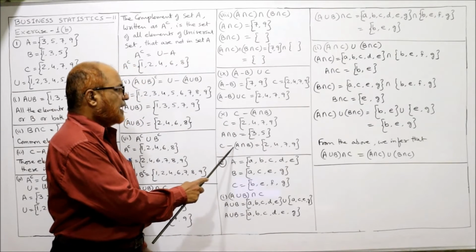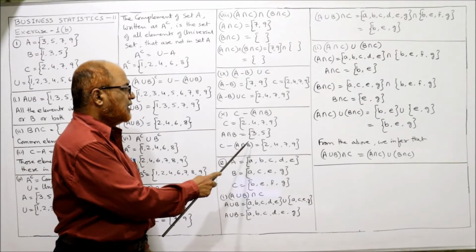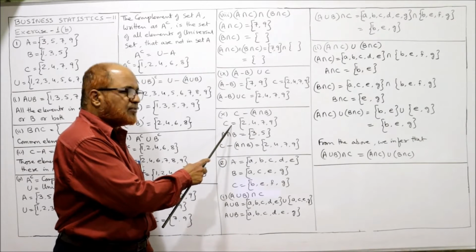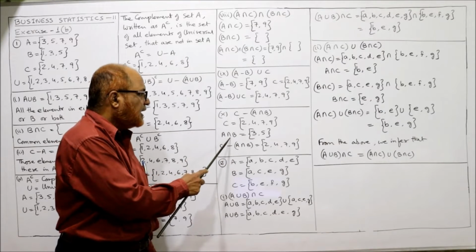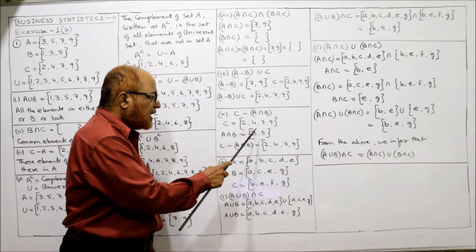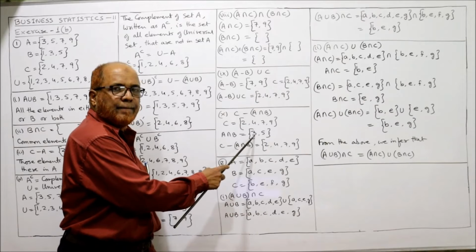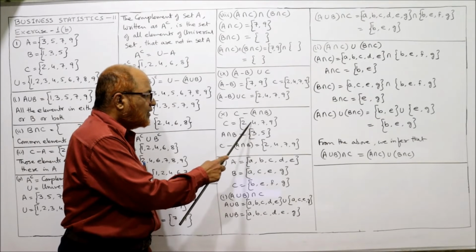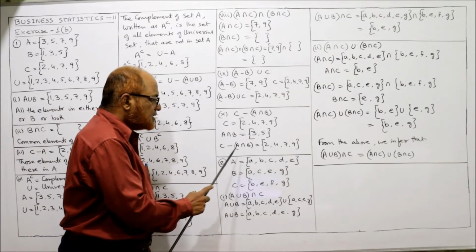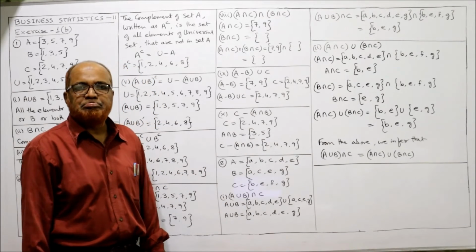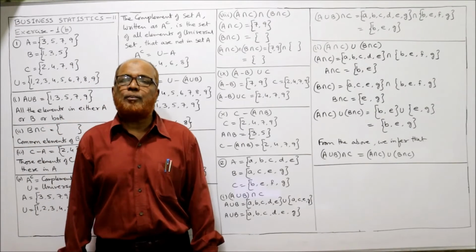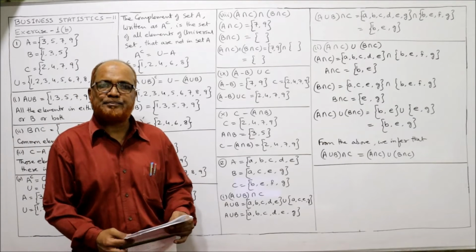Now we need C minus A intersection B. That means all the elements of C which are not there in A intersection B. So 2 is not there, 4 is not there, 7 is not there, 9 is not there. So 2, 4, 7, 9. This is C minus A intersection B. That's it. So 10 points we have completed regarding set operations in the very first problem.